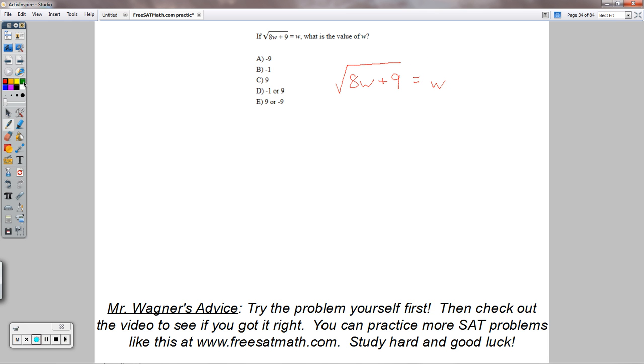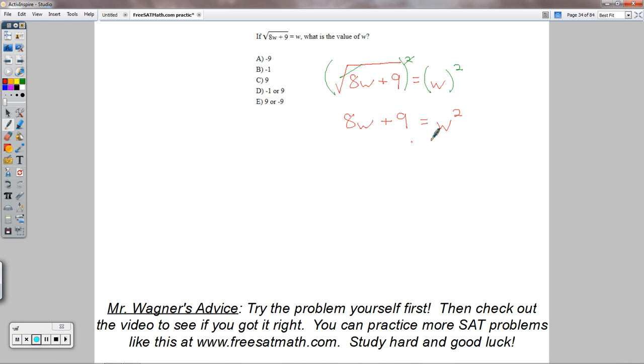So that equals w. If I took the square of both sides, since I have a square root here, that would be a good thing to do, I would say. I'm going to take the square of both sides. This would cancel out the square and the square root right there. We'd be left with 8w plus 9 equals w squared.